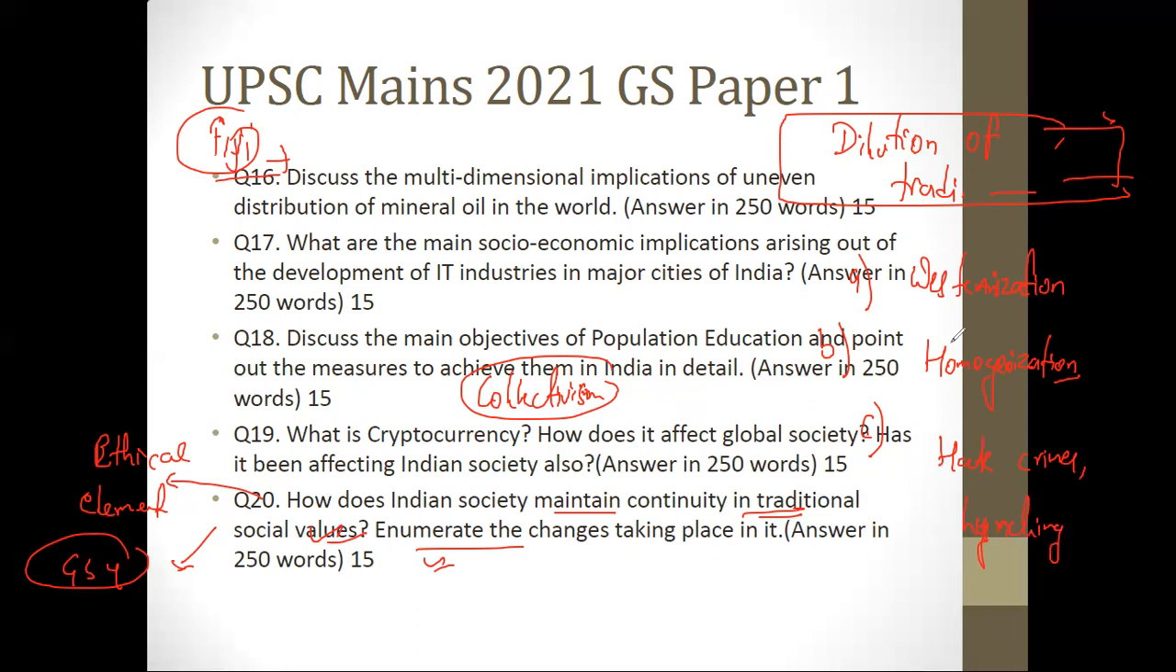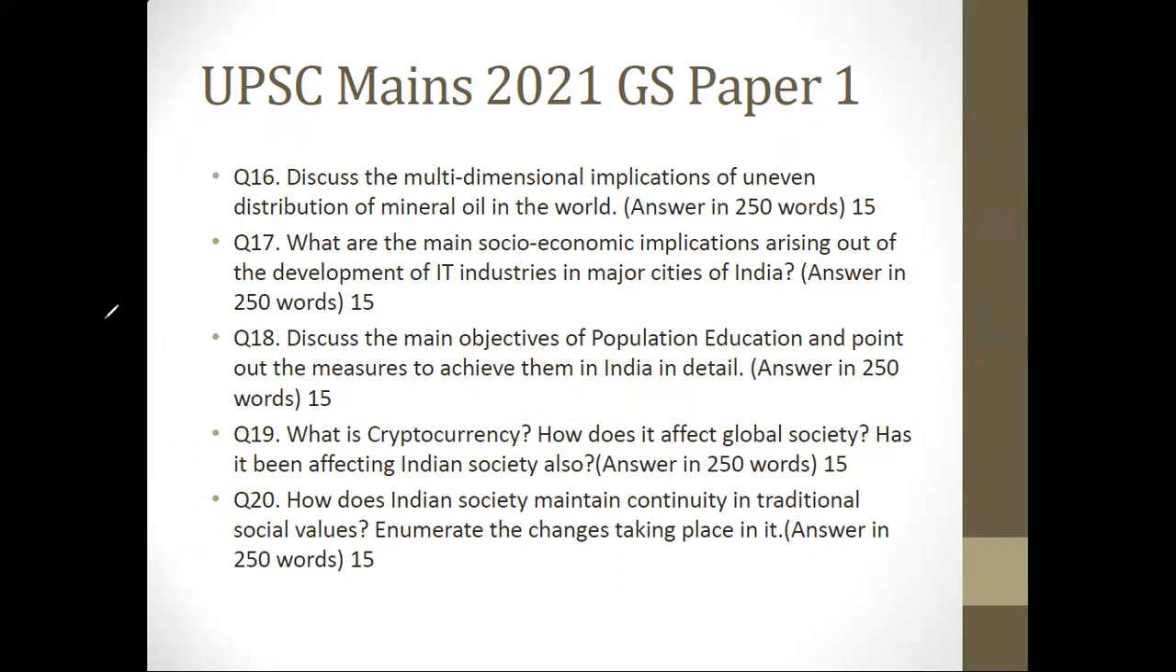Then the next part you will talk about Indian society. Make a heading to make the examiner feel like you are talking about the point which they are asking: Indian society maintaining continuity in traditional social values. So here you can talk about our honorable PM. He talked about Sabka Saath, Sabka Vikas, Ek Bharat, Shresth Bharat. So we're promoting these kinds of initiatives, and these initiatives will go a long way in promoting our traditional social values of collectivism.